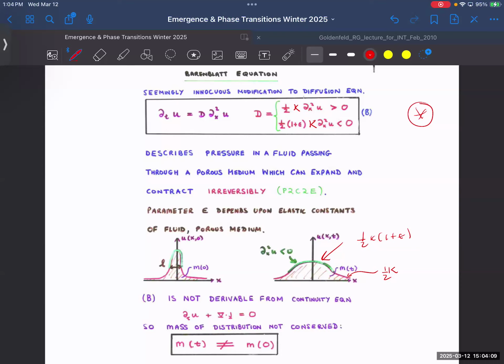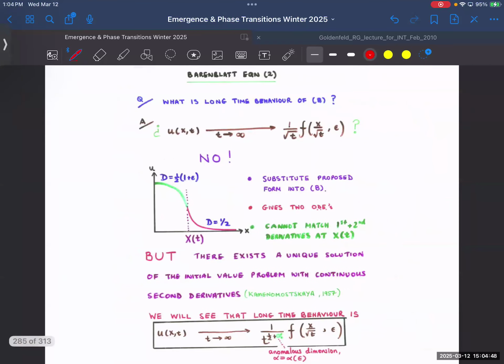Well, you know how you derive the diffusion equation. The diffusion equation comes from a local continuity equation. You just say I've got local conservation of mass, and then you say the mass flows according to the gradient of the density, and then I get the diffusion equation, a two-line derivation. But in this particular case, it's not derivable from that. And because it's not derivable from that, what it tells you is that the mass of the distribution is not conserved. So the initial mass, the area under the curve, is not the same as the area under the curve at a later time, because the equation does not come from a local conservation.